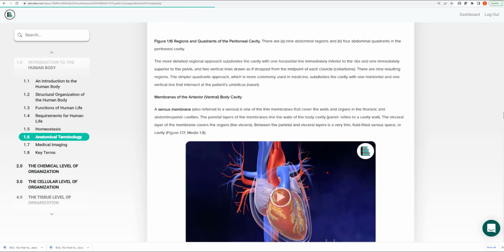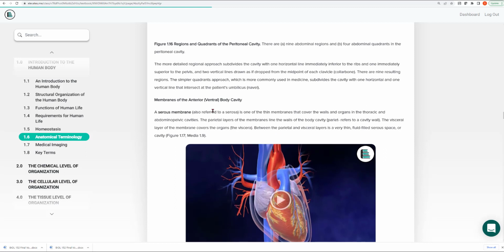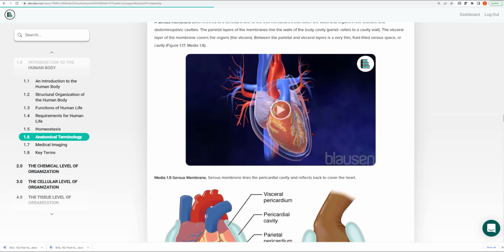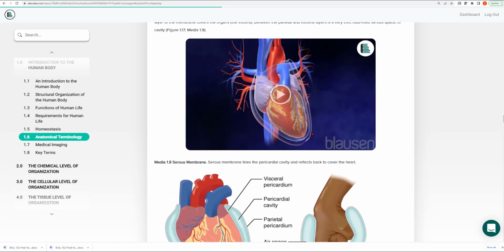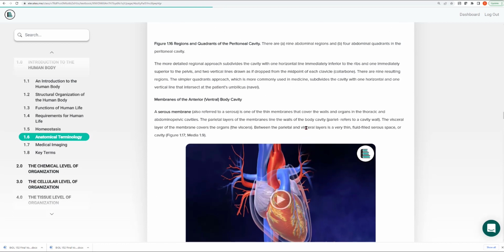One more thing to introduce in this chapter. This is something you're going to be hearing about over and over this semester, and that is the serous membranes. There are 3 serous membranes in your body. There is a serous membrane that goes around your heart. There's a serous membrane that goes around your lungs, and there's a serous membrane that goes around your abdominal organs.